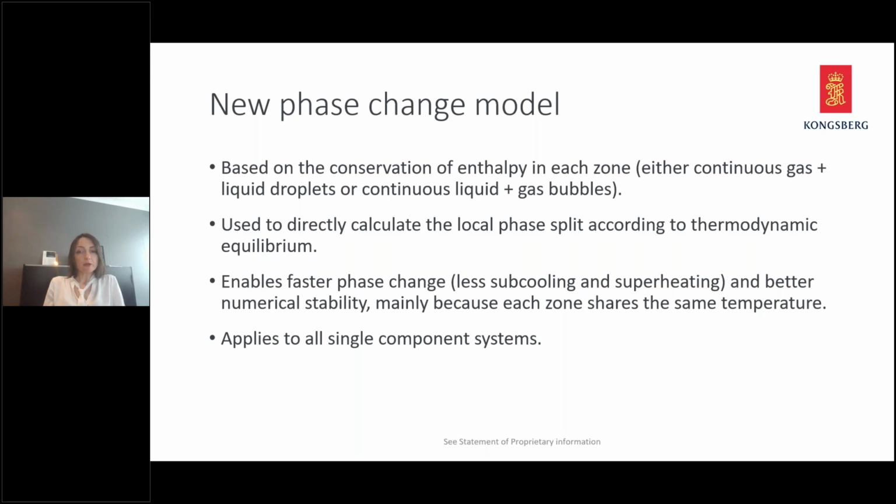This enthalpy balance can be used to directly calculate the local phase split according to thermodynamic equilibrium. And this model enables faster phase change. There is less subcooling and superheating. And it also improved the numerical stability, mainly because each zone is sharing the same temperature. So this model doesn't only apply to CO2, it applies to all single component systems.